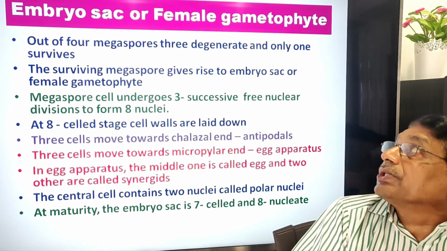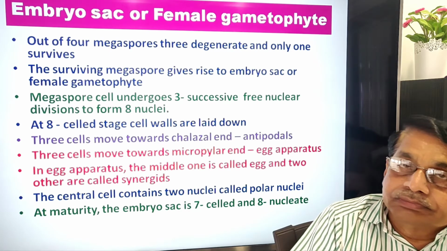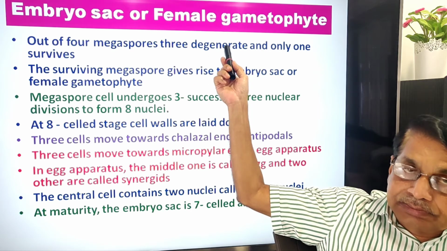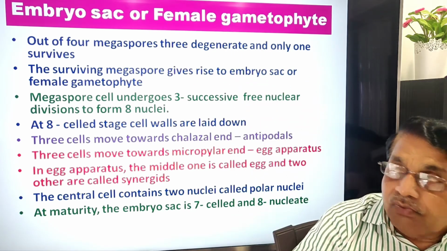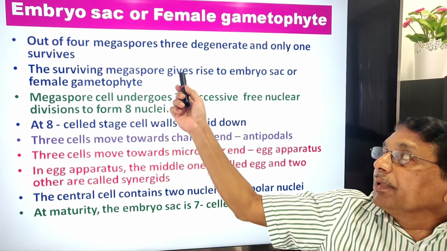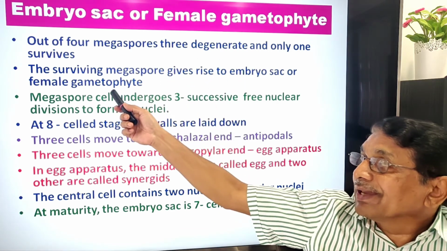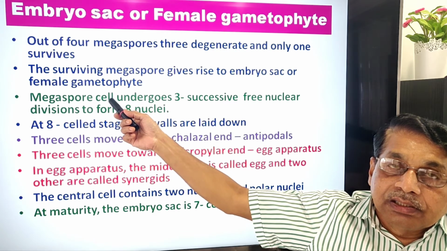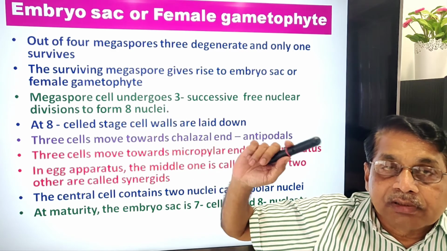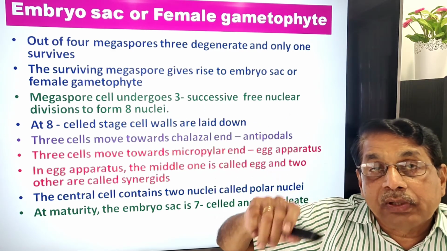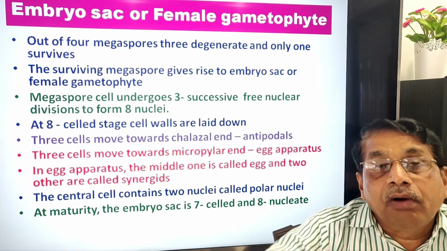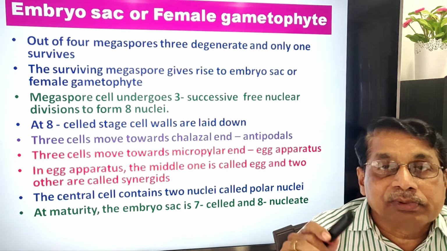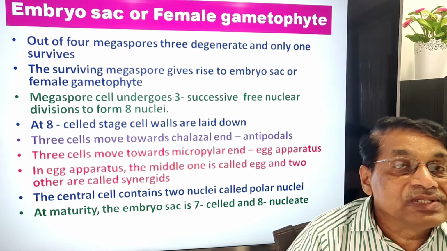Then the embryo sac or female gametophyte. Out of the 4 megaspores, 3 degenerate. Only one survives. The surviving megaspore gives rise to the embryo sac or female gametophyte. Embryo sac, female gametophyte, same. Remember, embryo is different from embryo sac. Embryo is formed after fertilization. Embryo sac, before fertilization, is the female gametophyte and is haploid, whereas the embryo is diploid.